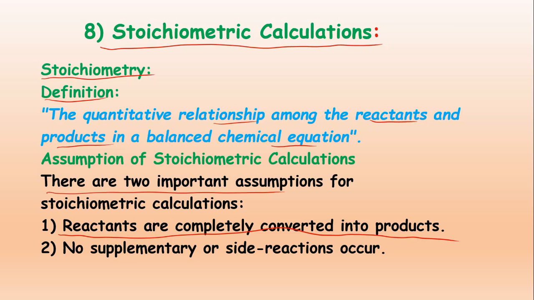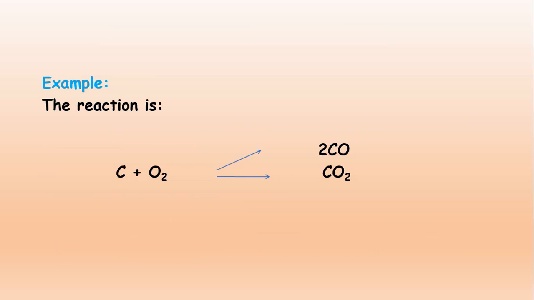Then the second is that no supplementary or side reaction occurs. What do you mean by a side reaction? I'm giving you an example, through which the second point will be very clear. Suppose this is the reaction of carbon and oxygen. When carbon reacts with oxygen, it will produce CO2, carbon dioxide. This is a balanced chemical reaction, and then we can perform the stoichiometric calculations related to this chemical reaction.